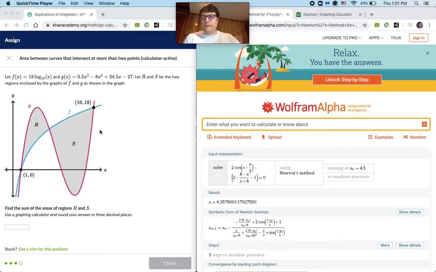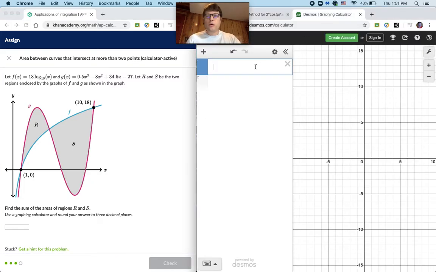The question that I have over here, let f of x equal 18 log base 10 of x, and g of x equal 0.5x cubed minus 8x squared plus 34.5x minus 27. I don't want to deal with writing it down, and I want to never have to write those functions more than once. So side-by-side split screen, I'm going to go over here into Desmos.